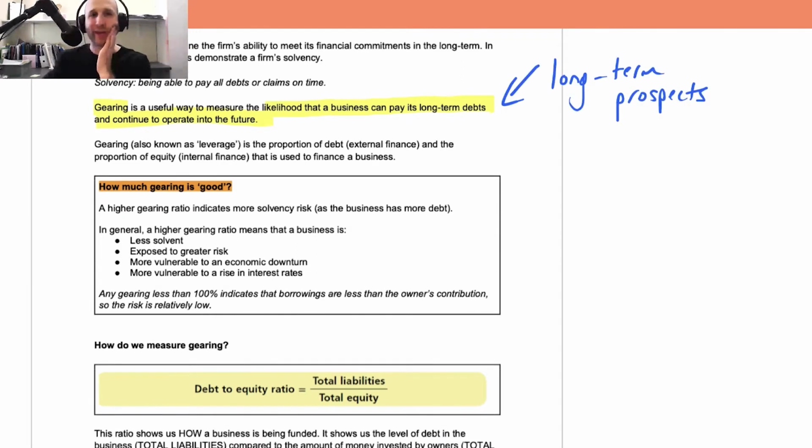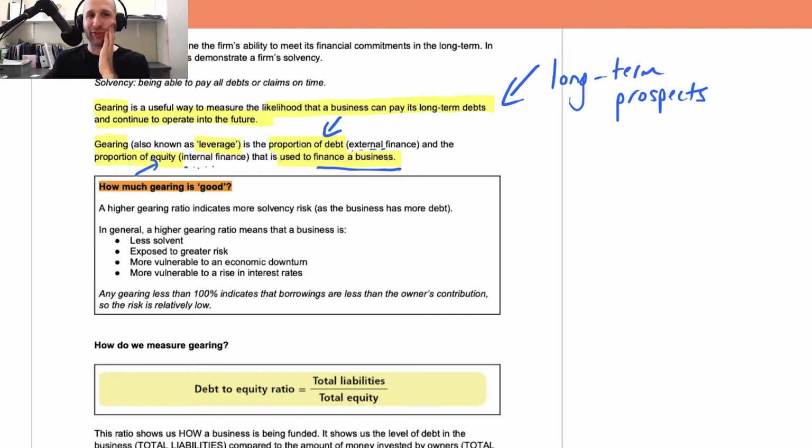A more formal definition of gearing: it's also known as leverage, and it's the proportion of debt and the proportion of equity that is used to finance a business. So I'm looking at how much debt, coming from outside of the business, and how much equity, money from the owners, is used to finance a business. This will become clearer when we look at the actual ratio.